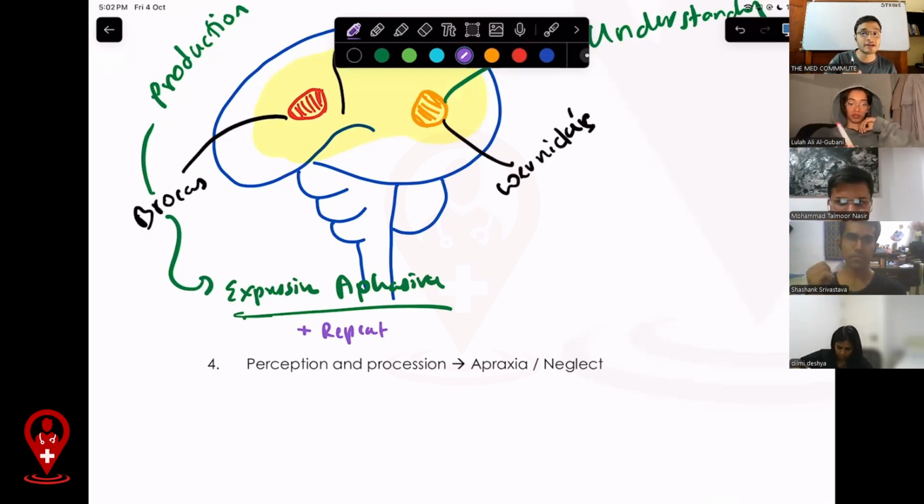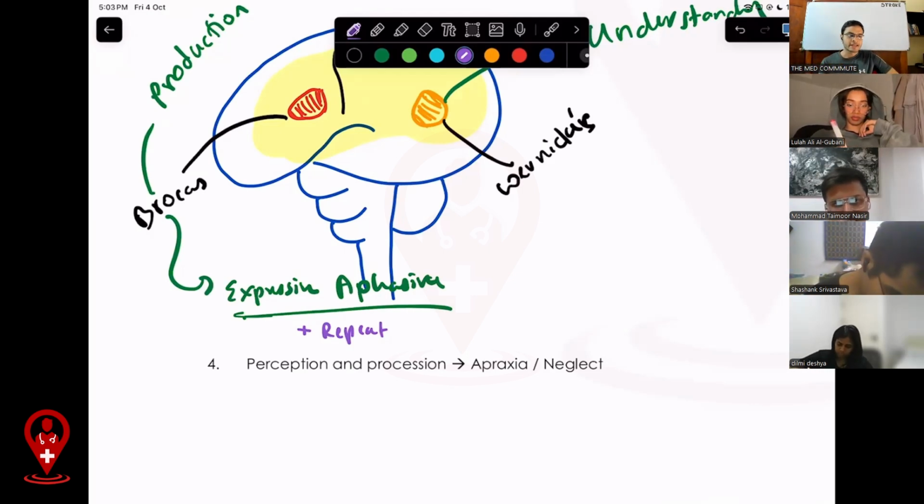Remember that later we will learn a condition where they can repeat, but again, there is an aphasia. We'll talk about that in a little bit. So that's about Broca's aphasia. Now let's go to Wernicke's aphasia, guys.